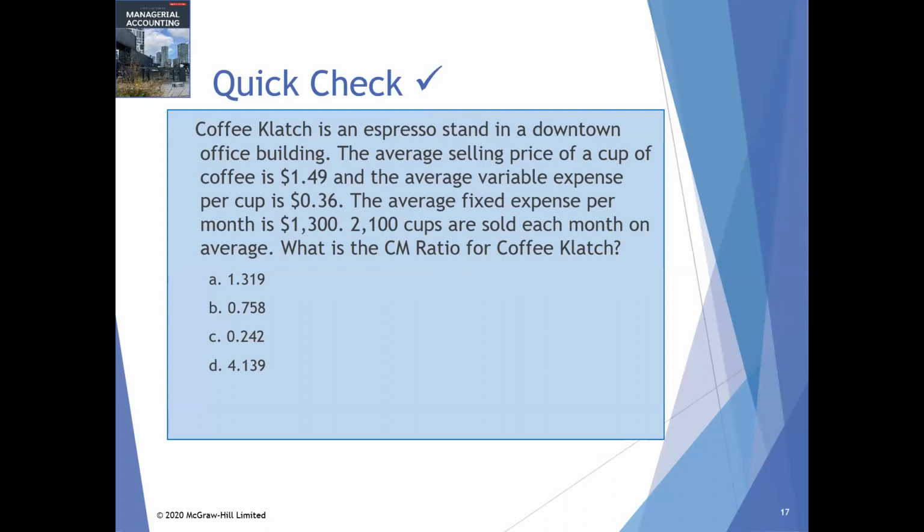Now, this is one example in front of you. This example says the Coffee Clutch is an espresso stand in a downtown office building. The average selling price of a cup of coffee is 1.49, and the average variable cost per coffee is 0.36. Average fixed cost per month is 1,300, and 2,100 cups are sold each month on average. What is the CM ratio for the Coffee Clutch? This is a very simple example that you can do by yourself, right? So I'm just going to pause this and give you some time.